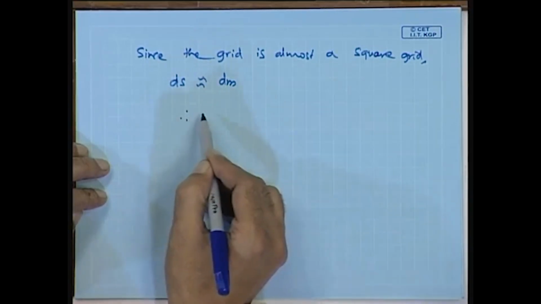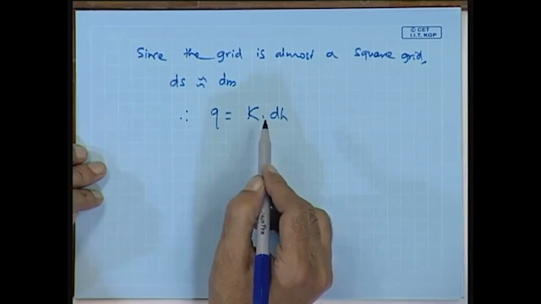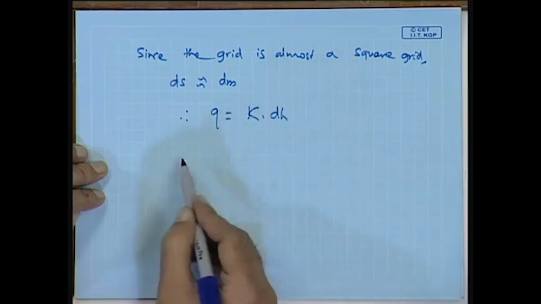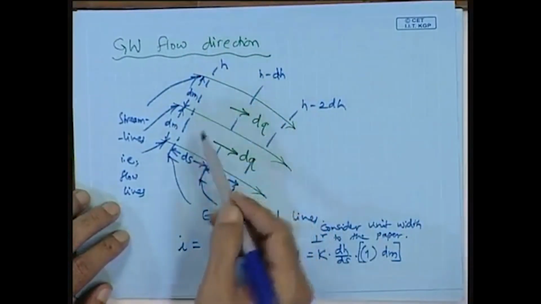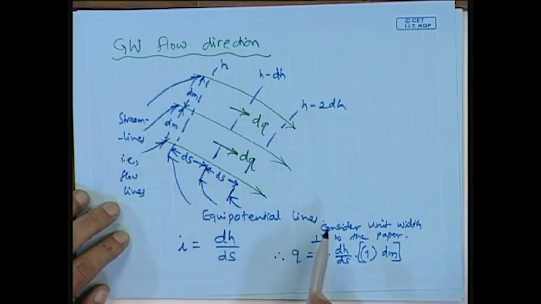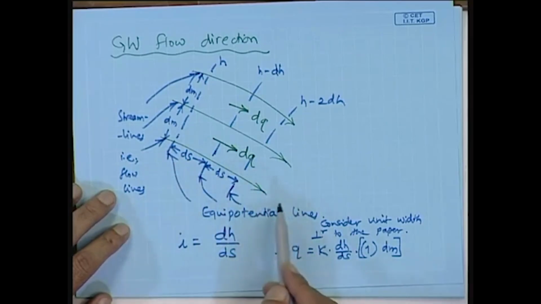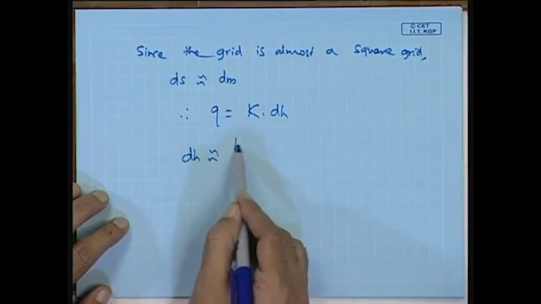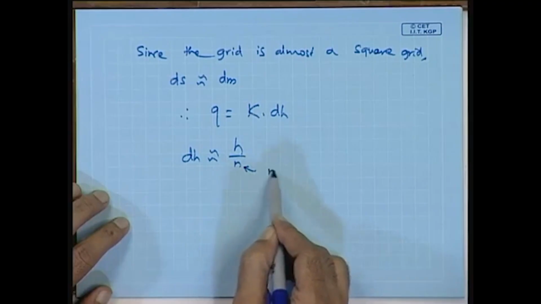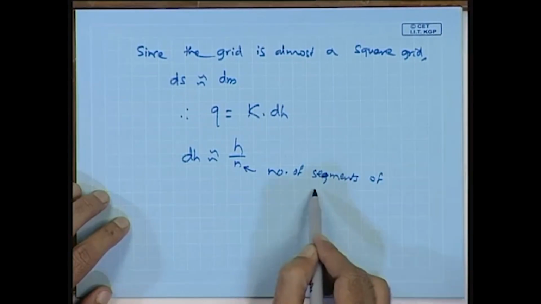So, therefore, we can write down the expression for Q as K into dH. Suppose the total head H is there along the upstreammost equipotential line, and along the downstream most point the head is 0, so the entire head is lost due to friction and other losses along n such equipotential segments. So, this dH can be approximated as H by n, where n is the number of segments of equipotential lines.